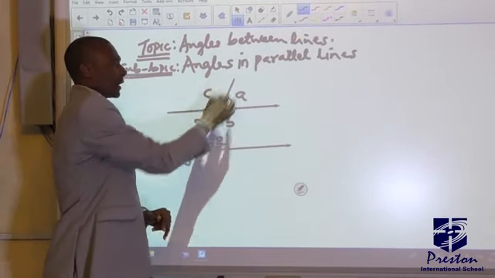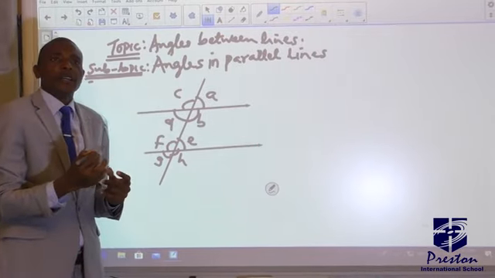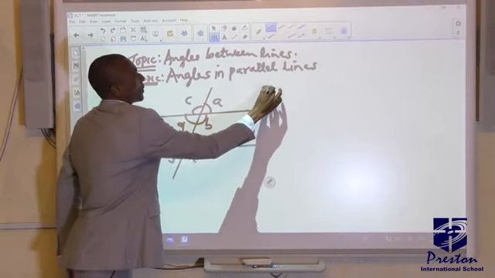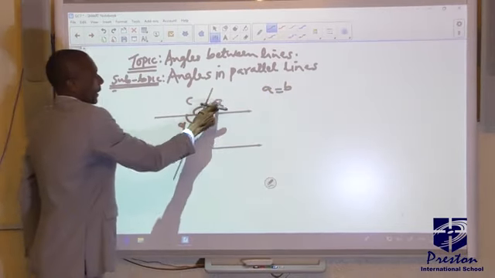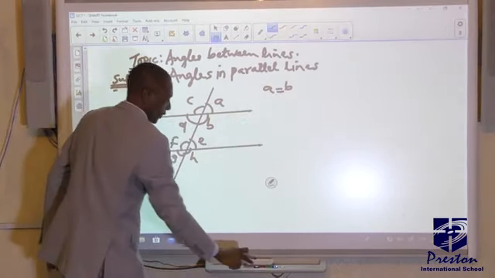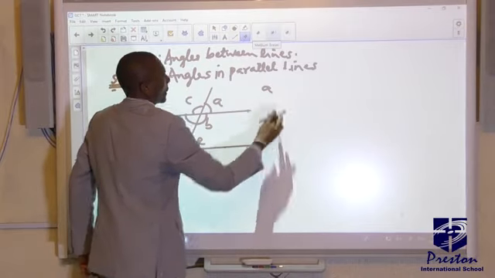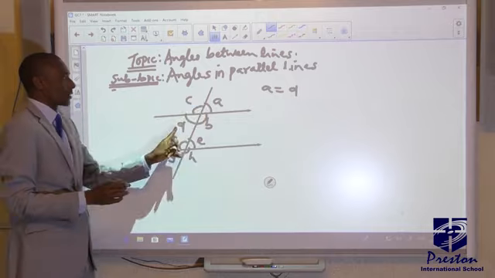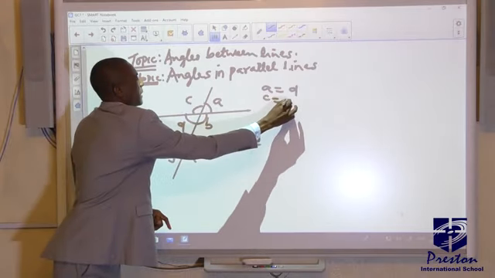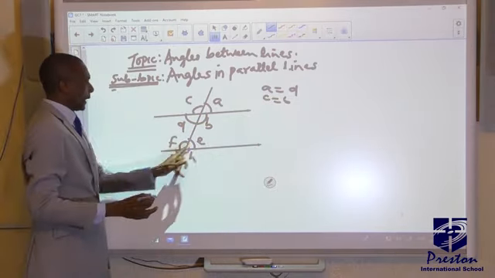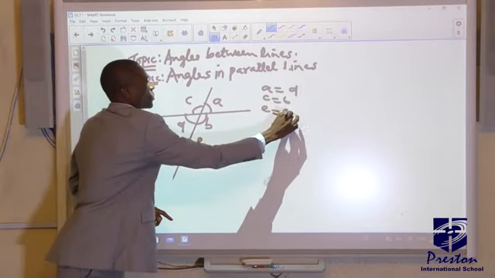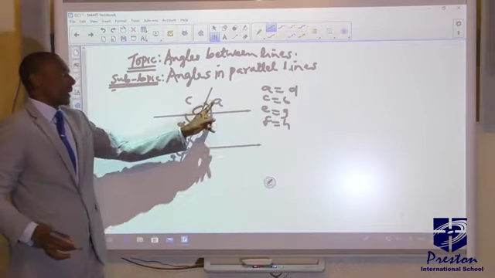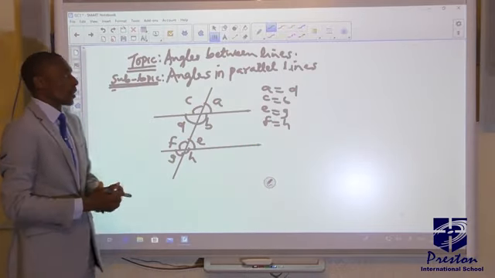I said, when two straight lines cross each other, you have vertically opposite angles. That means A is the same thing as D, vertically opposite angles. Then C is the same thing as B. E is equal to G. F is equal to H. Why? They are vertically opposite to each other.